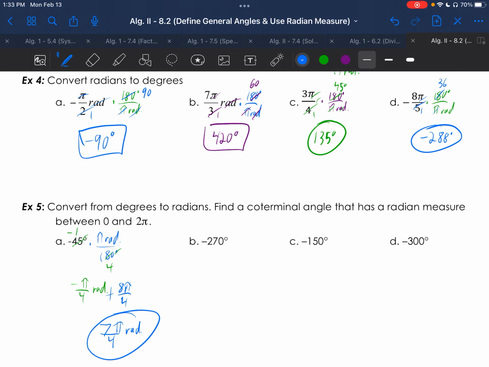The next one, negative 270 degrees, we're still going to multiply by pi radians over 180 degrees. Degrees and degrees, 270 and 180 reduce to negative 3 and 2. So we get negative 3 pi over 2 radians. It's not between 0 and 2 pi, so we're going to add 4 pi over 2, aka 2 pi, and get pi over 2 radians.